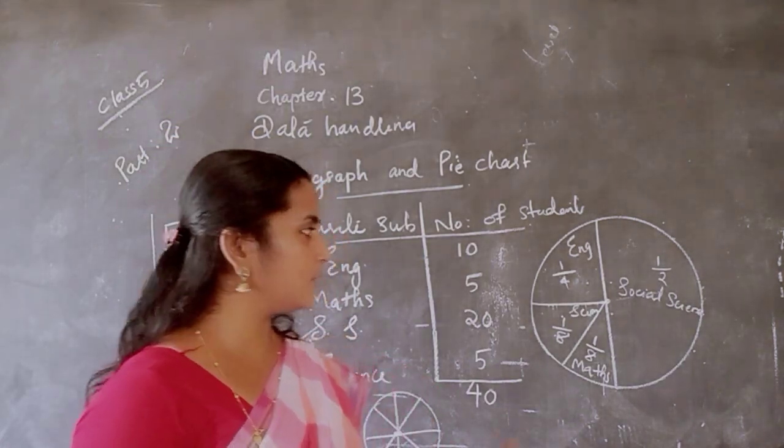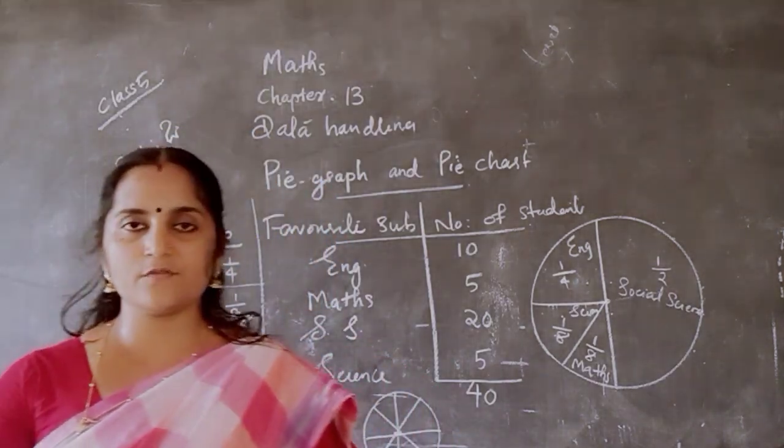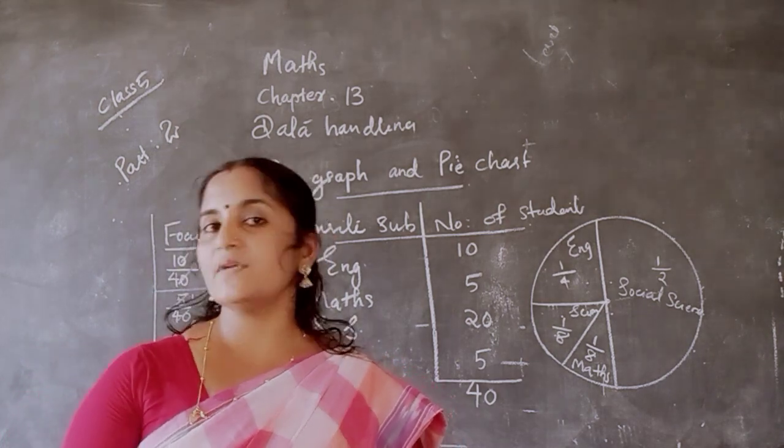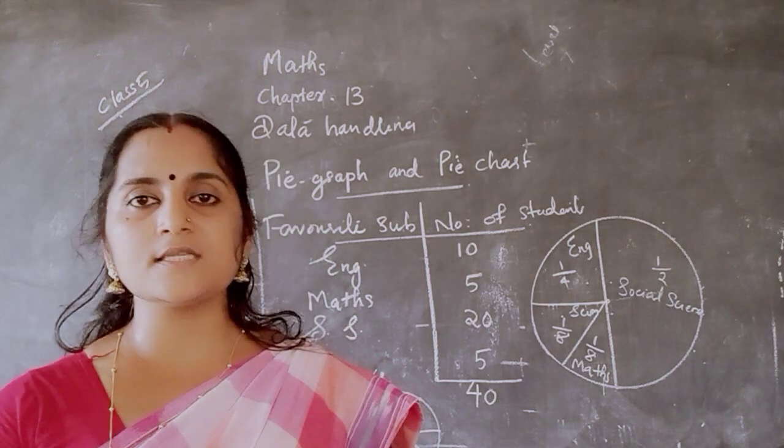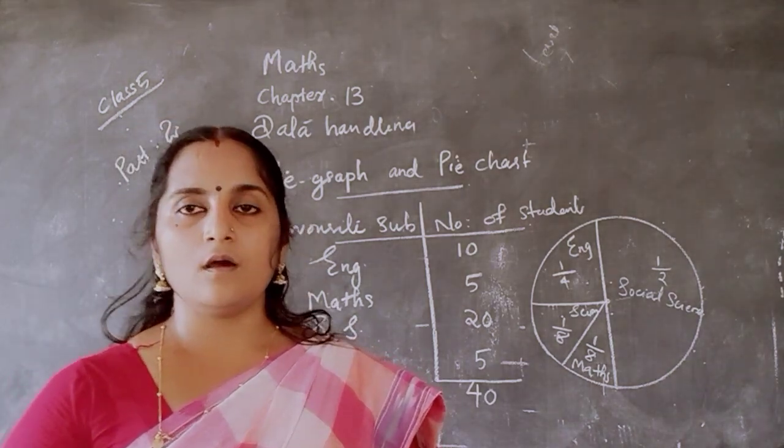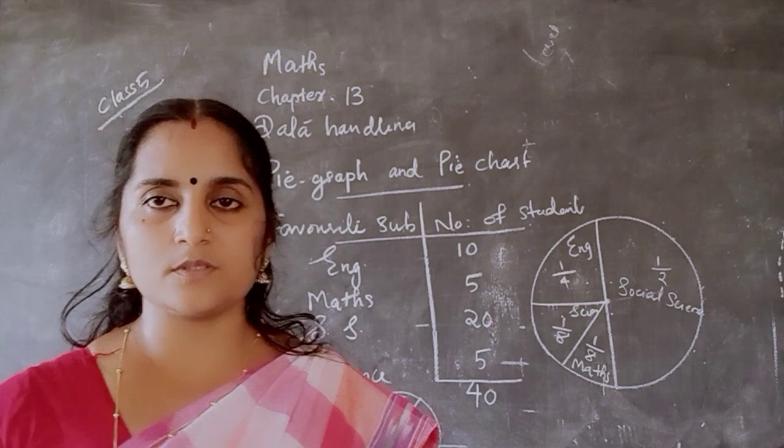Okay. Hope you understood this. First we discussed bar graph. Then we discussed tally marks to represent the information. Then the third one is pie chart. Okay. All of you watch this video and write the notes. Okay. Thank you.